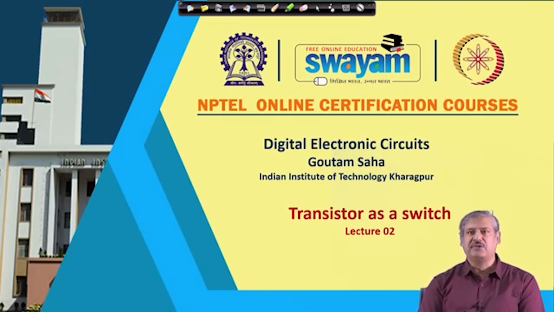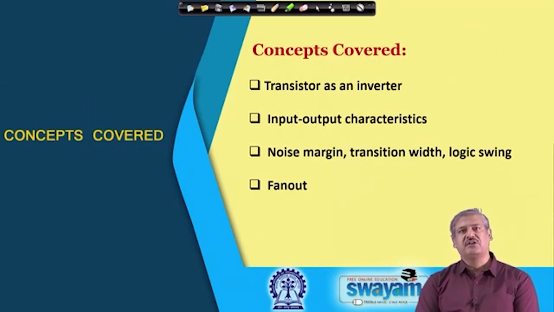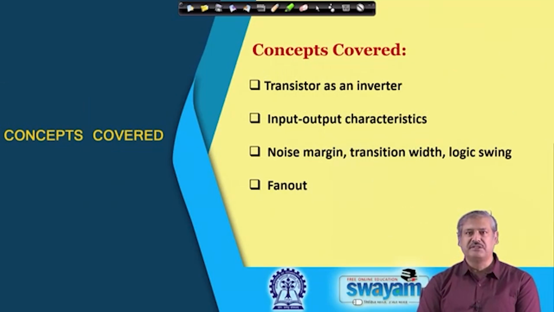We left ourselves with a question: whether we can get inverter logic or NOT logic using a diode. From our common understanding it is not possible, but transistors can be used for generating NOT logic or inverter. So, in today's lecture we shall cover the transistor as a switch. We shall look at its input output characteristics and some important parameters like noise margin, transition width, logic swing and fan out.